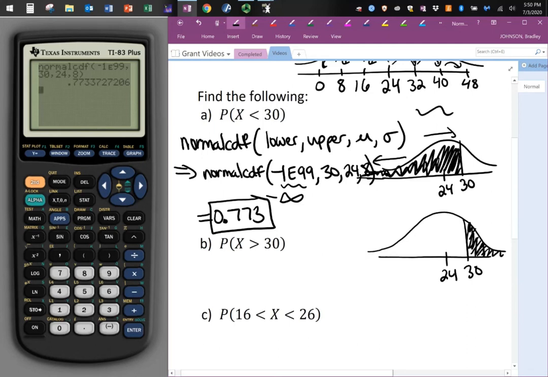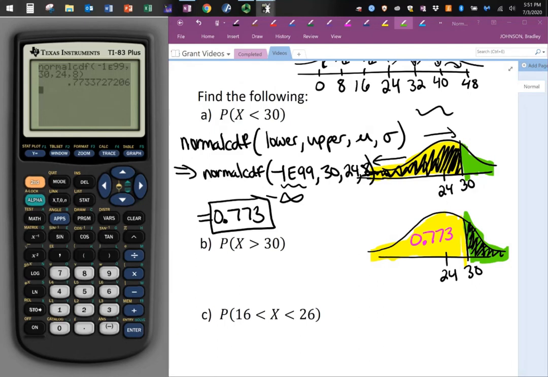So you see the comparison with this first one here. I'll label that with yellow. So that shaded part was in yellow that we found before, right? We found that part to be 0.773. And then now, let me mark in green, I'm looking at 30 and then to the right, that shaded part to the right. Well, I know that the area under the curve must be 1.